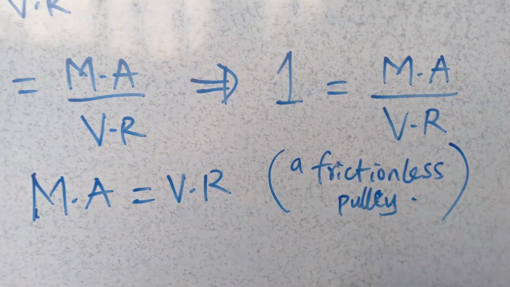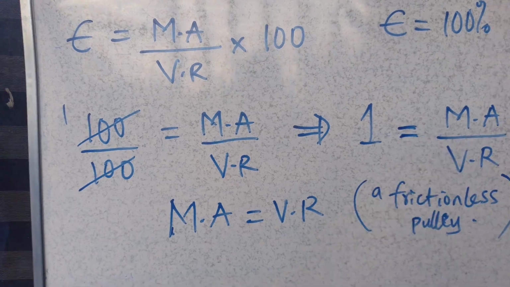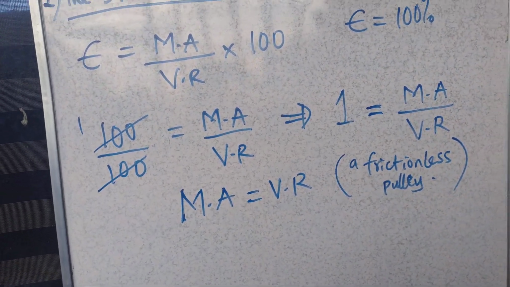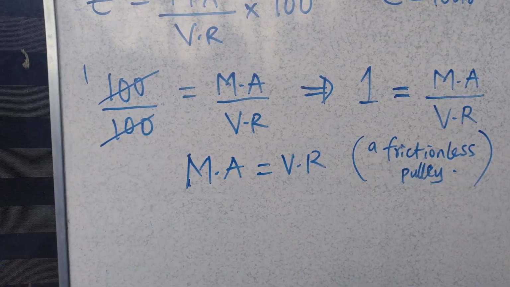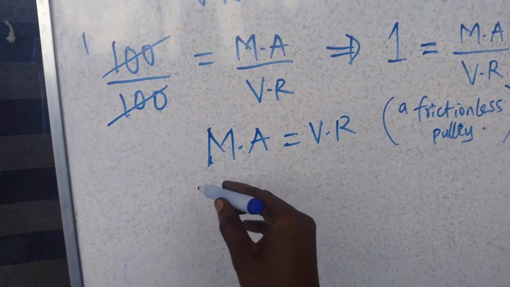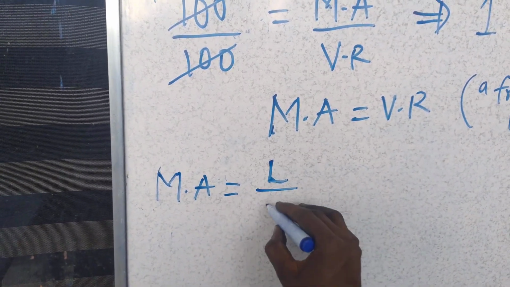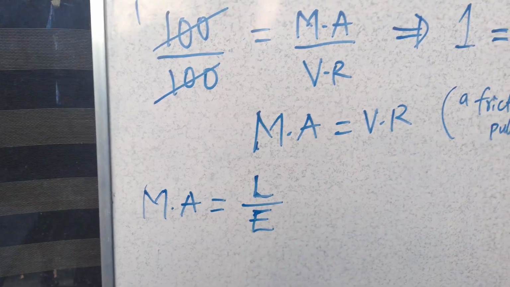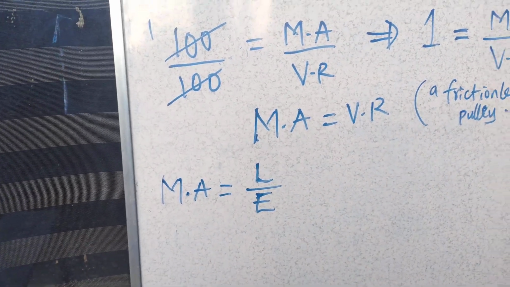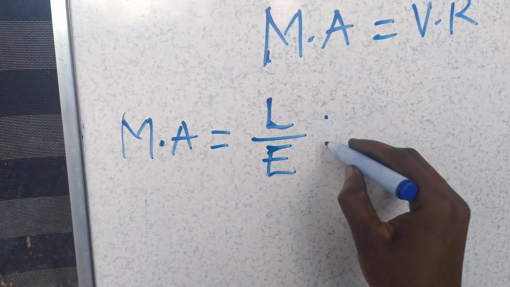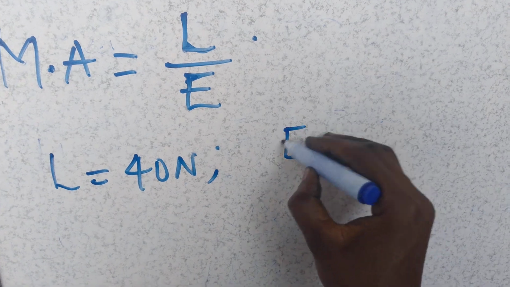So for a frictionless pulley system, the mechanical advantage is equivalent to the velocity ratio, and the efficiency is 100%. So we can call that an ideal machine, where the efficiency is 100% and MA is equal to VR. So we are also asked to find the value of W. Mechanical advantage is equal to load over effort. And in that diagram, we took the load as 40 Newton. So what we are looking for now is the effort.